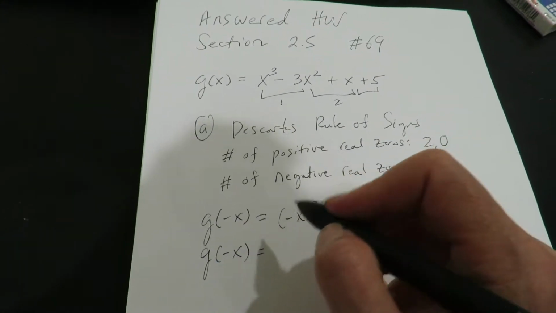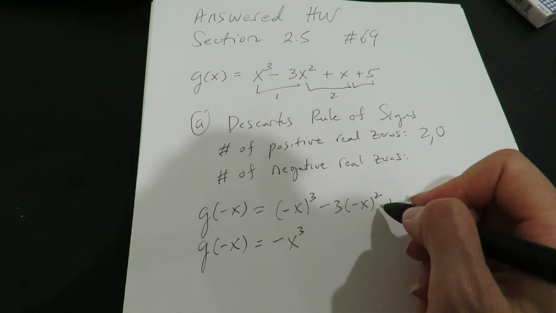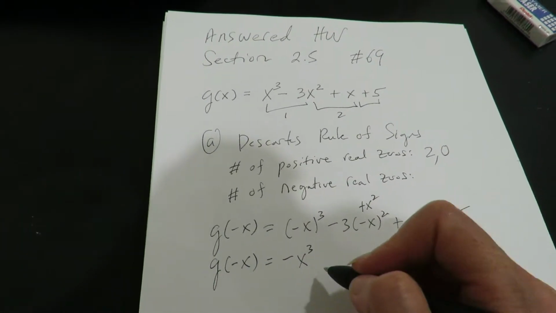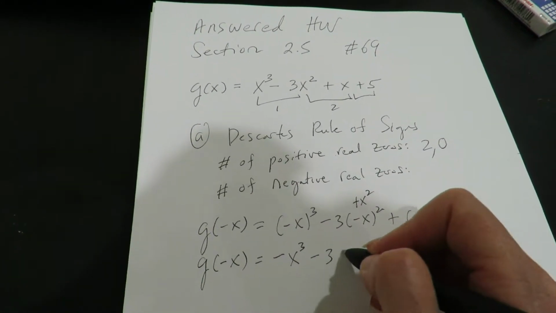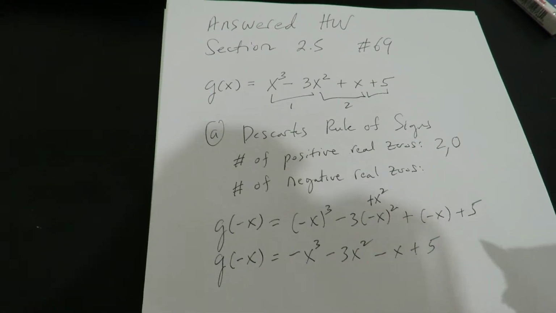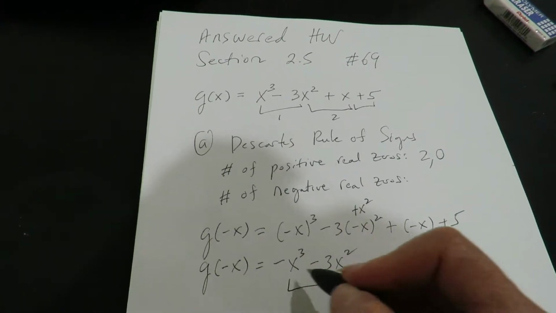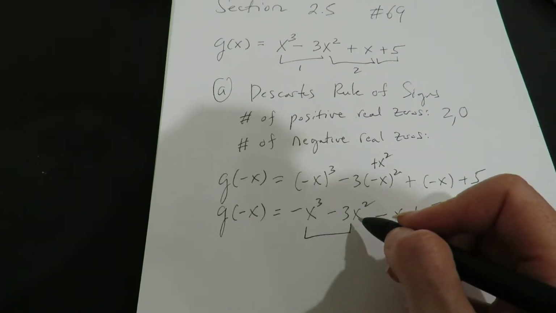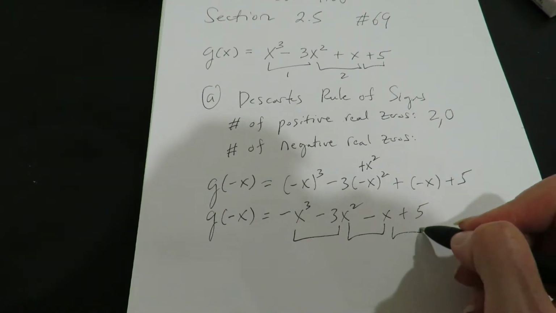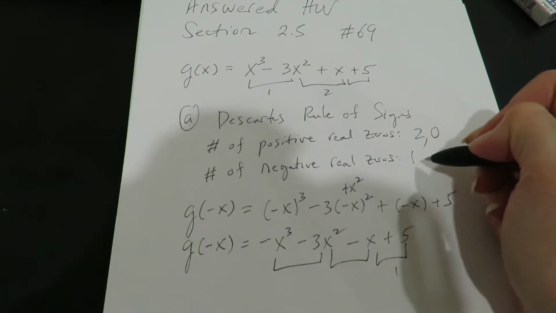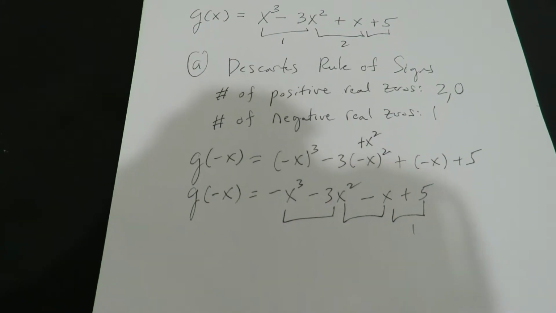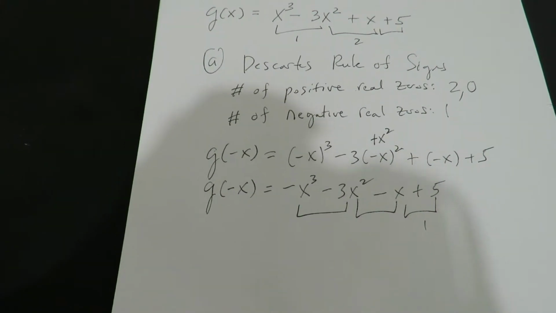So negative x cubed stays negative. This guy right here is going to become positive x squared, but it's being multiplied by negative 3. Okay, so that is not a change. Negative to negative. Not a change. Negative to negative. One change. Okay, and when you get one change, it means there's actually one change. It's not like there might be one change. You have one change.